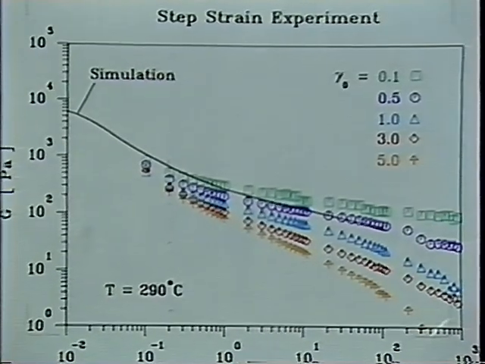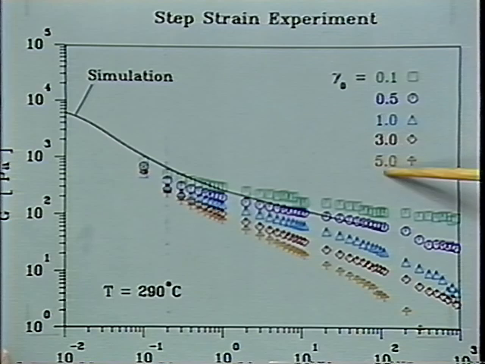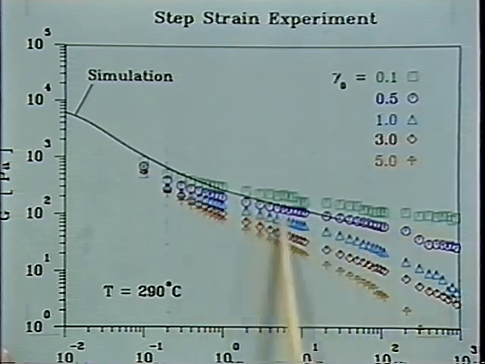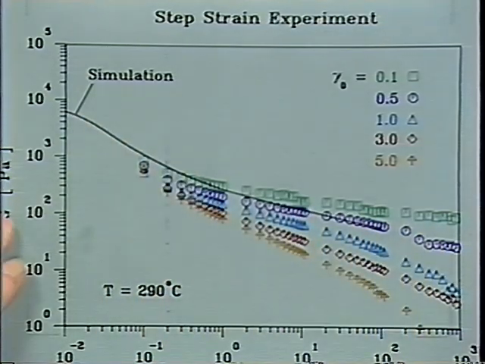The step strain experiment would give us stress relaxation, would have given us the relaxation modulus. This has been measured in step strains of 0.1 up to 5. You can see the different relaxation behavior here. And again, the simulation comes close, but it is not as nice as we are used to seeing in conventional polymer melts.